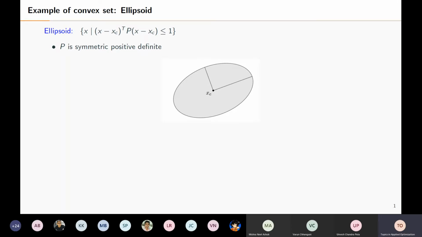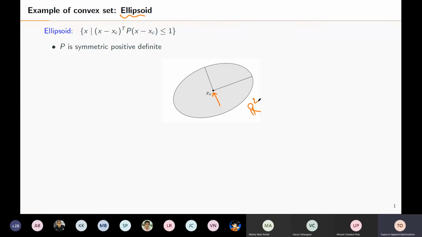So we were here last time, if you can recall, we were talking about ellipsoids. In the 2D case, an ellipsoid will look like this. We will have a center here, XC, and then we have an ellipse. The ellipse we know, and if you include everything inside, then it will be an ellipsoid in R2. So this is an ellipsoid in R2.